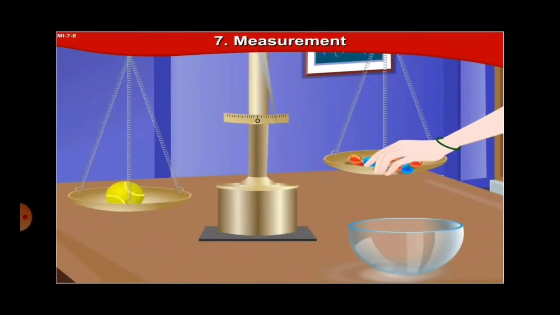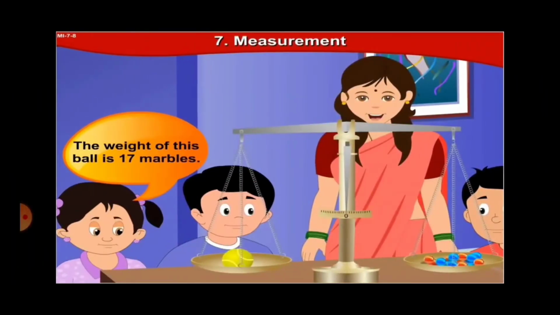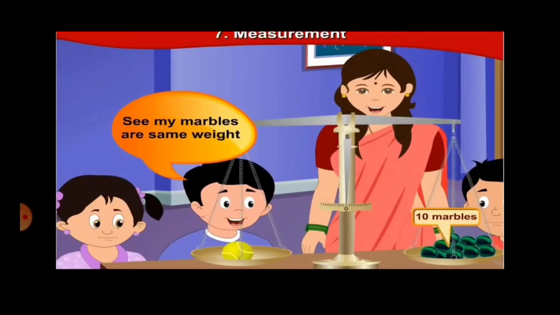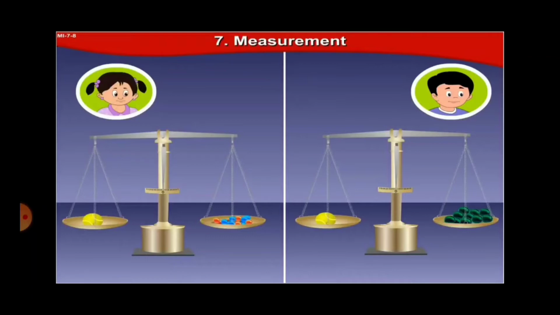Suppose you want to know the weight of a ball, you put it in one plate of a balance and you put some marbles until the needle comes in the middle or both plates are at equal level. Now you get the weight of the ball as 17 marbles. Just like that, if you use bigger marbles, the weight of the ball will be 10 marbles.